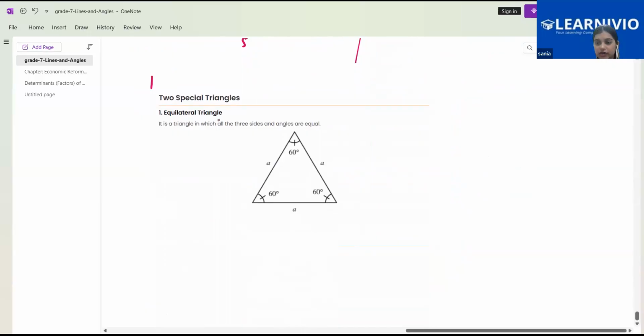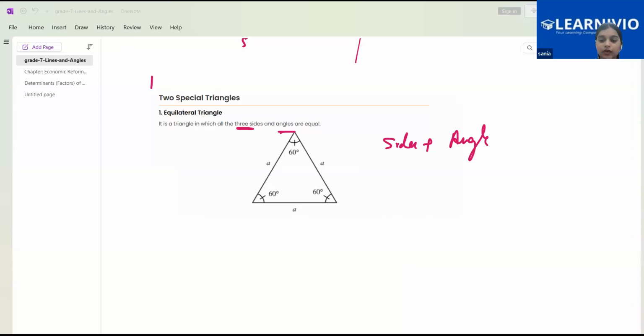Now two special triangles. One is the equilateral triangle. Now what is this equilateral triangle? A triangle in which all the three sides and angles are equal. Getting my point? Sides plus angles, if they are equal, then it is an equilateral triangle. Clear? Any doubt in equilateral triangle? No, ma'am. And just remember each angle would be 60 degrees.